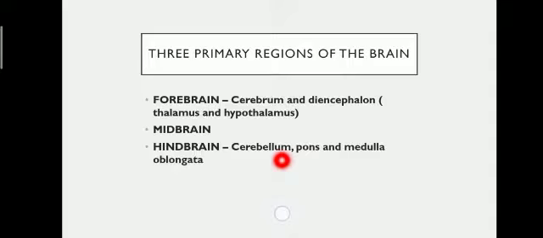Cerebellum, as we studied, controls and coordinates the balance of the body. Pons: as we know, the cerebellum is divided into two hemispheres, so pons helps in conveying messages from one hemisphere to another. And then medulla oblongata controls the activities of the internal organs, heartbeat, breathing, etc.